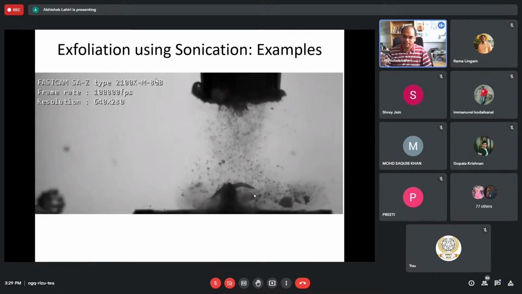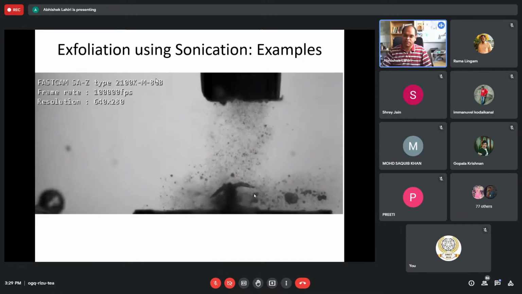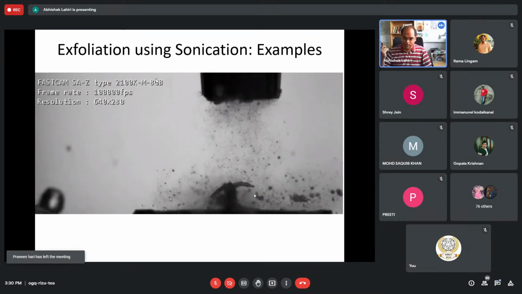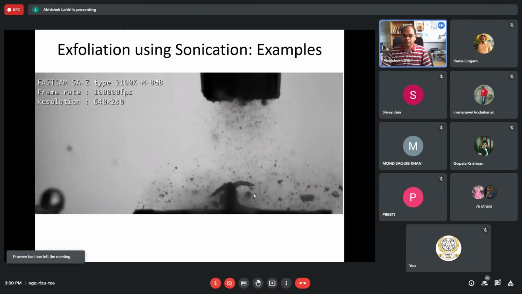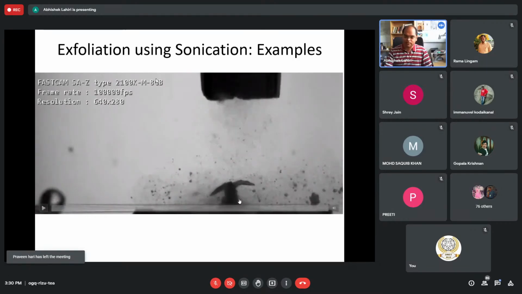So one can clearly see that only when you have bubbles which form microjets or collapse into microjets, then you're going to break this graphite into graphene, or you're going to form graphene from graphite.